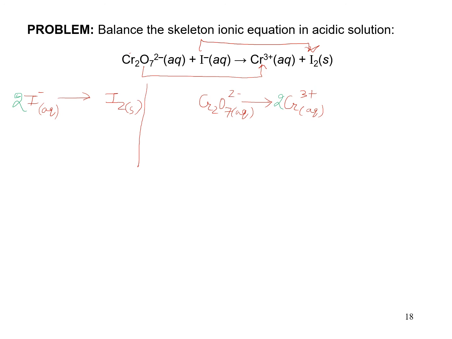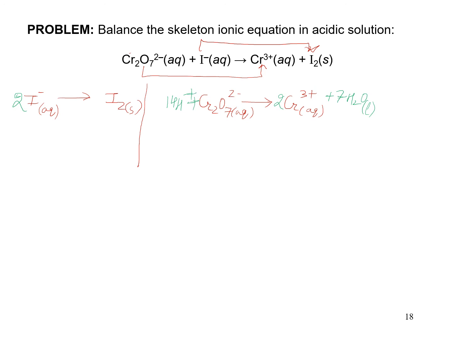Next step: balance oxygen by adding water. Is there any oxygen here? No. Here? Yes. I have 7 oxygen, so I will add 7 water molecules on the other side. Water is liquid, so let's put liquid. Next step, balance the hydrogen atoms by adding protons. Are there any hydrogens on the reactant side? No. On the product side? Yes, 14. So I will have to add 14 protons on the reactant side, which is 14 H plus.